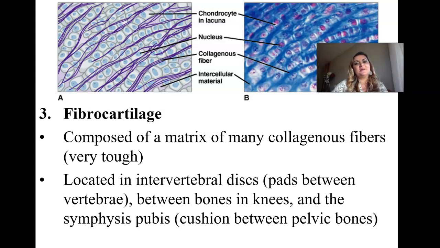This is going to be located in your intervertebral disks, which are going to be the pads between each vertebra, between bones in the knees, and the symphysis pubis, or depending on what book you have, it could be called the pubic symphysis. And that's going to be the cushion between the pelvic bones, or the coxa.